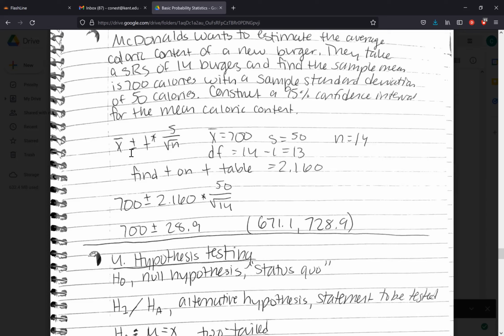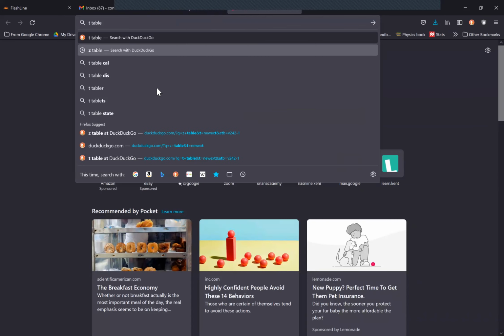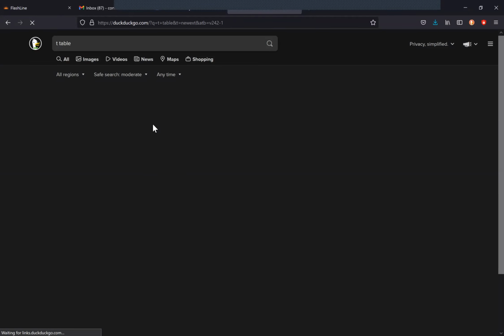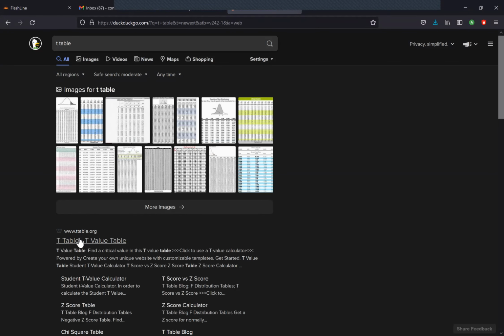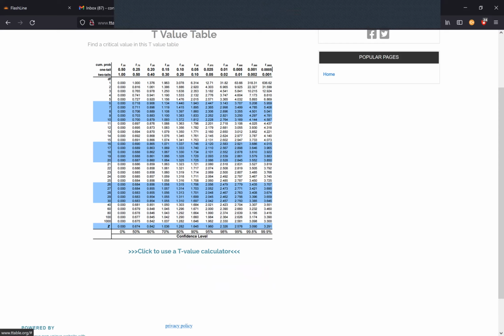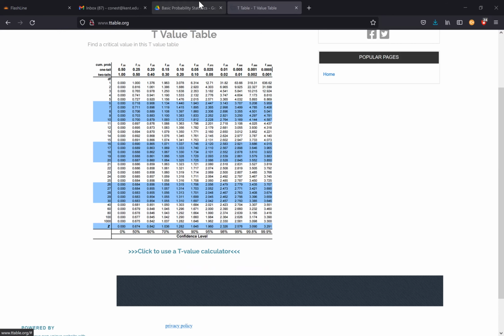And so on the t-table, I might actually be able to look it up so I can show you what I'm talking about. Because if you can't read a t or a z table, it's time to learn. We said that we are looking for a 95% confidence level. We had 13 degrees of freedom. So first, find the degrees of freedom on the left column. So we go down to 13.